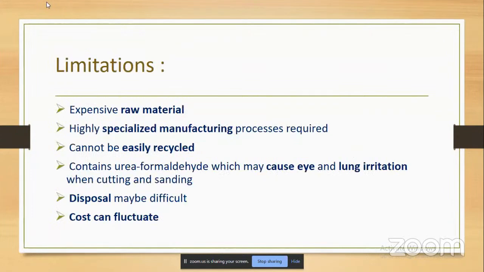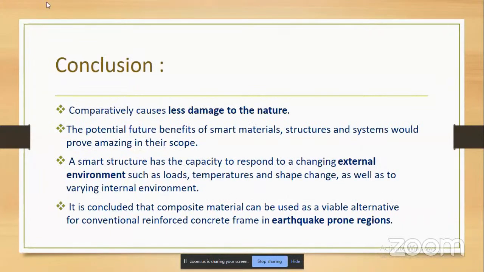Composites are brilliant, there is no doubt, but there are also some limitations. Sometimes they have expensive raw materials. They cannot be recycled easily. And the main thing is the specialized manufacturing process, I mean, there should be expertise when using them. They may cause some long-term health problems for those who work daily with these materials. Sometimes their disposal may be difficult and cost can fluctuate. Again, that depends on the choice, the desired product actually. So yeah, there are limitations.